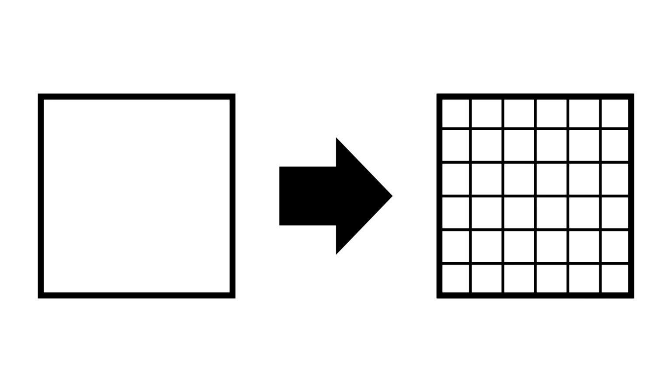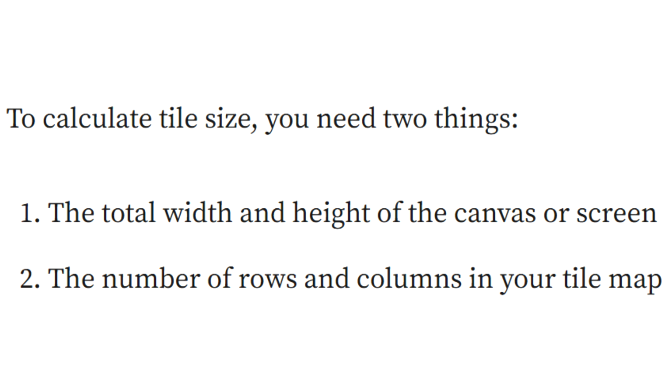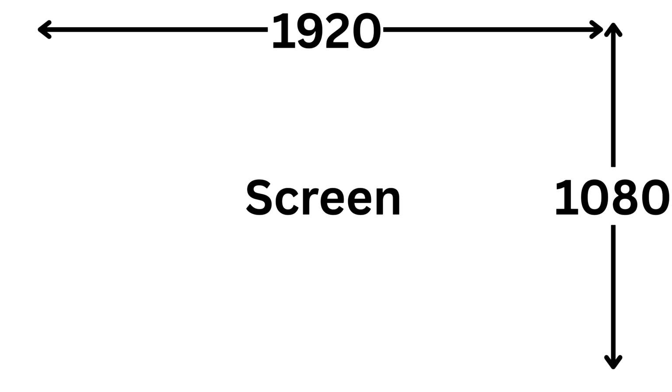Most 2D tile maps are made of rectangles or squares arranged in a grid. The key is that every tile in the grid has the same width and height. Once you can calculate those two numbers, you can draw the entire map. To calculate the tile size, you need two things. One, the total width and height of the canvas or screen, and two, the number of rows and columns in your tile map. So let's walk through an example.